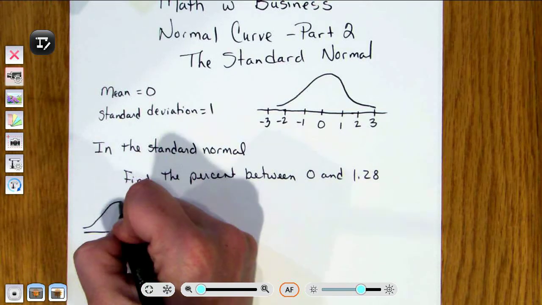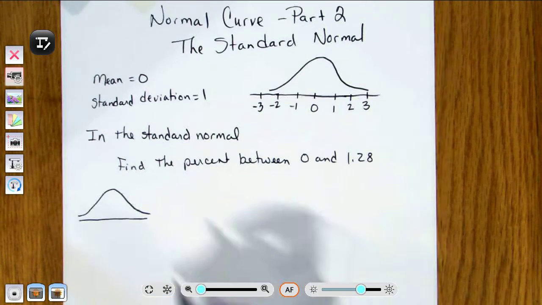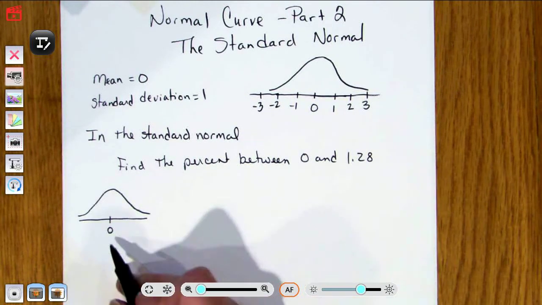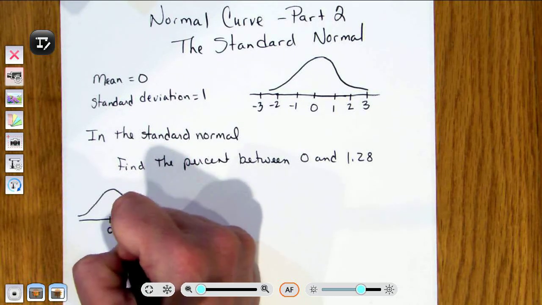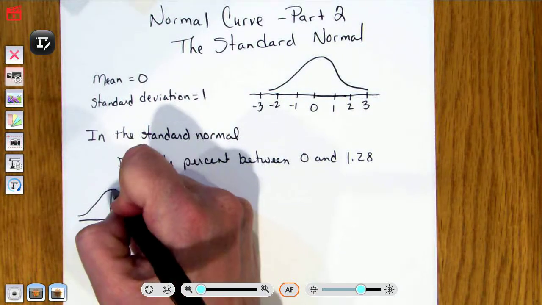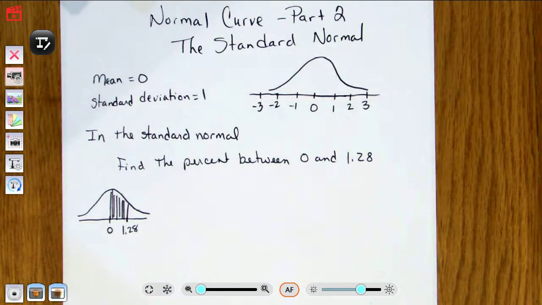I like to draw pictures because they help me, so you'll see lots of little curves. Standard normal is centered at 0. 1.28 in reference to 0 is on this side because that's the way we like to go, positive. And we're going between, so I'm going to shade in that little area for us.